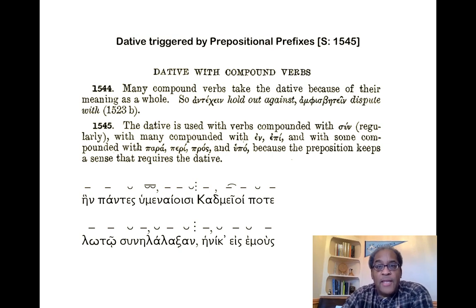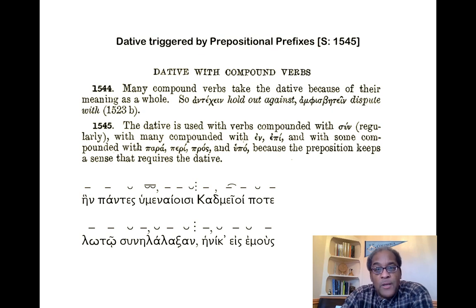Because there we have the dative being triggered by the sun of sun-elalaxan. And so we see the dative with compound verbs, what I've called the dative triggered by prepositional prefixes. And this is found at Smyth 1544 and 5. Many compound verbs take the dative because of their meaning as a whole. Thus, anechein means to hold out against, and amphisbetein means to dispute with.